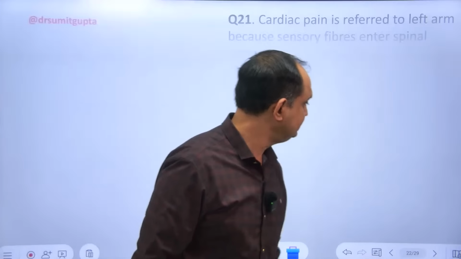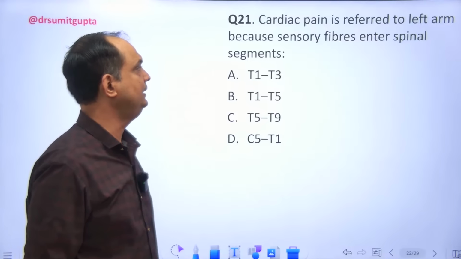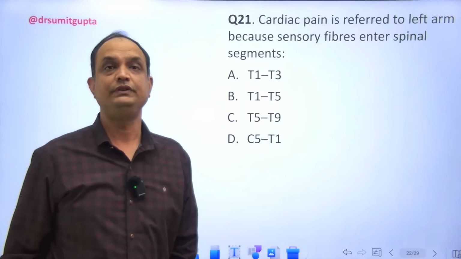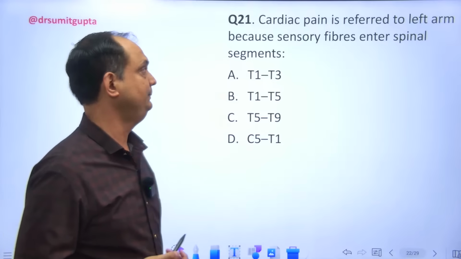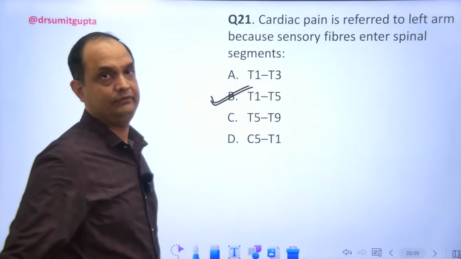Now the next question is: cardiac pain is referred to the left arm because sensory fibers enter which spinal segments? Which spinal segments are responsible for the referred pain of coronary arterial spasm in the medial side of the arm? The answer is T1 to T5. Clear? This is a very commonly asked question. Please keep this in mind.